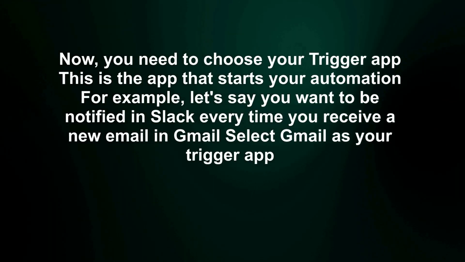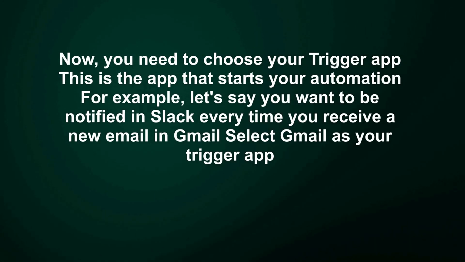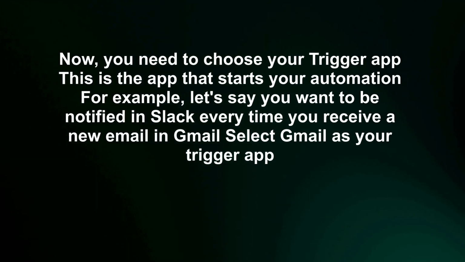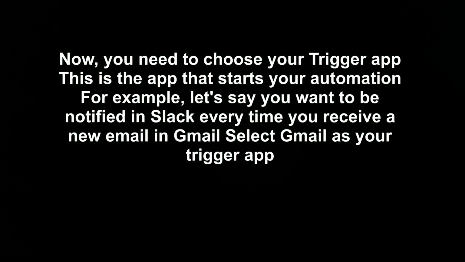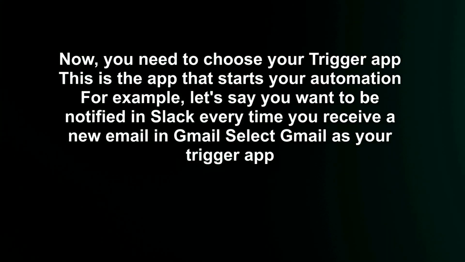Now, you need to choose your trigger app. This is the app that starts your automation. For example, let's say you want to be notified in Slack every time you receive a new email in Gmail. Select Gmail as your trigger app.